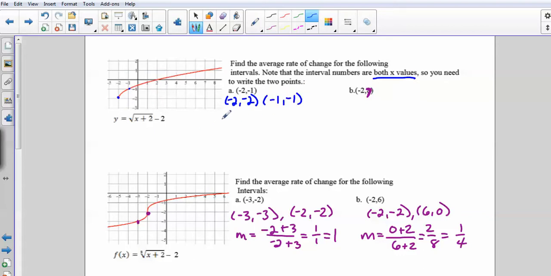So these are the points I'm using to find the slope. I'm going to subtract -1 minus -2, and I get 1 over 1, so my slope is 1. That's my average rate of change.